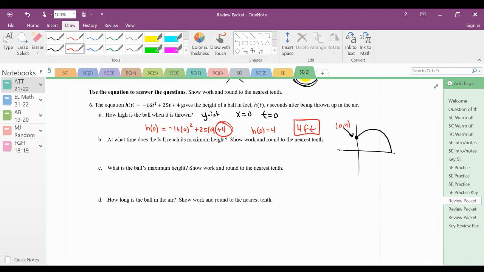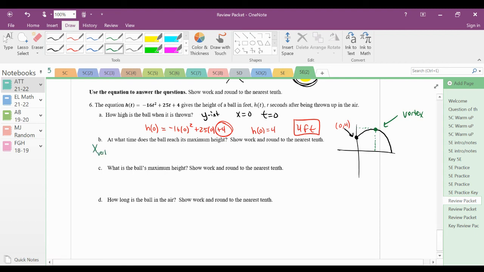Next question says, at what time does the ball reach its maximum height? All right, and then in part C, what is the ball's maximum height? Both of these questions are worrying about our vertex here, right? Our vertex is going to tell us not only how high did that ball get, the y value, but when did it get there? That's our x value. In order to find the y value, we need the x value first. So we're going to start there. It says show working, round to the nearest tenth.